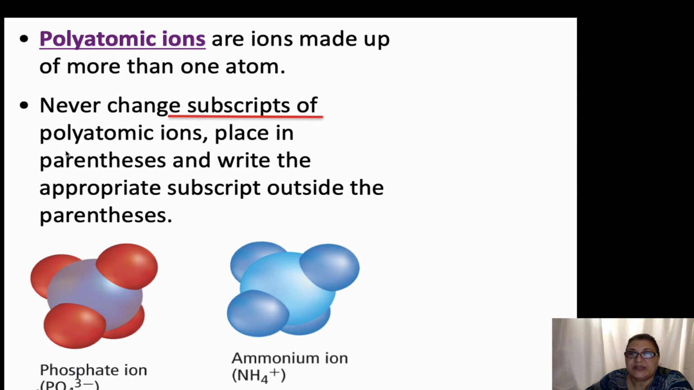The subscript for a polyatomic ion can never be changed. So if it's NH4, you can never change that 4. If we have to do the crisscross, we have to put parentheses and then put the 2 or 3 outside if we have to. So the subscript goes outside the parentheses. But that 4, you cannot just multiply by 2 and put an 8 there. That would not be the correct formula. So you see the parentheses.